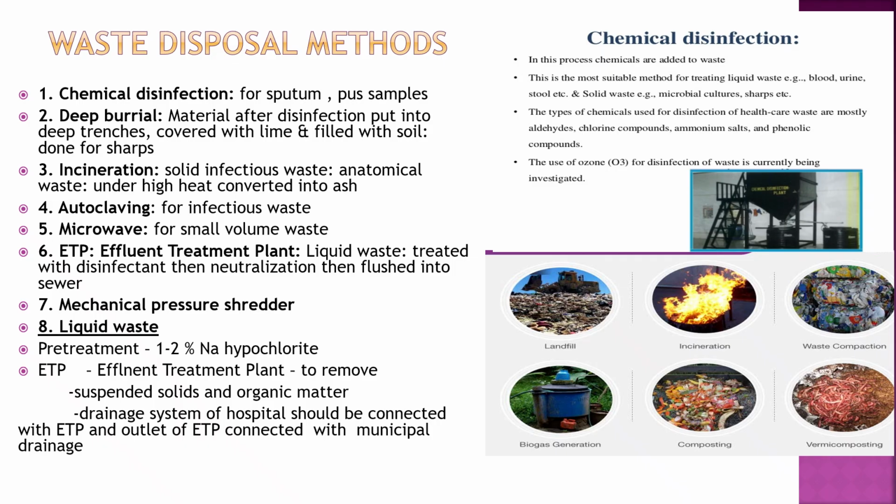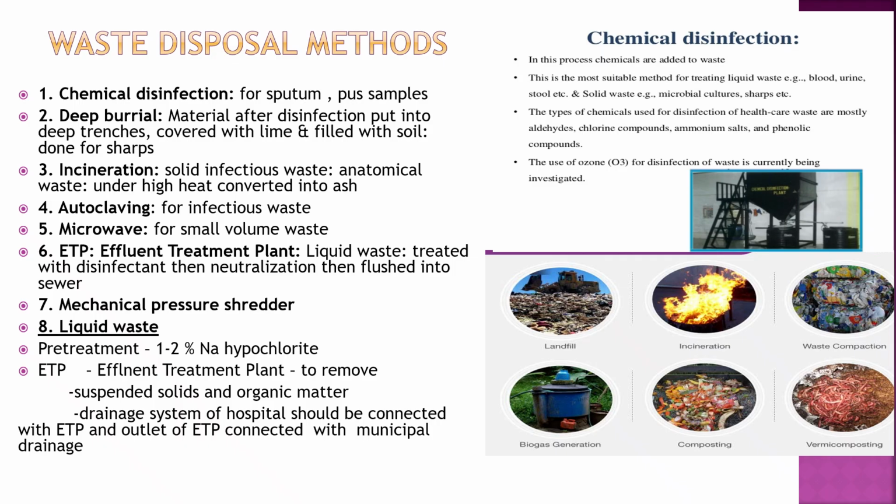Then ETP, effluent treatment plant. So liquid waste is treated with disinfectant. The liquid waste which is generated in the hospital is treated with the disinfectant, and then neutralization is done and then flushed into the sewer system. So that is ETP, effluent treatment plant. And then mechanical pressure shredder. All glass waste or plastic waste should be mechanically broken down into small pieces, and then they can be reused.